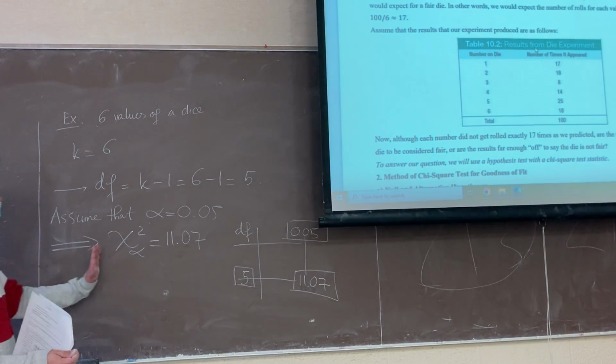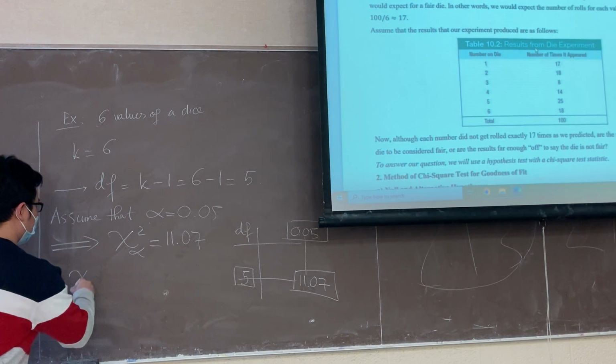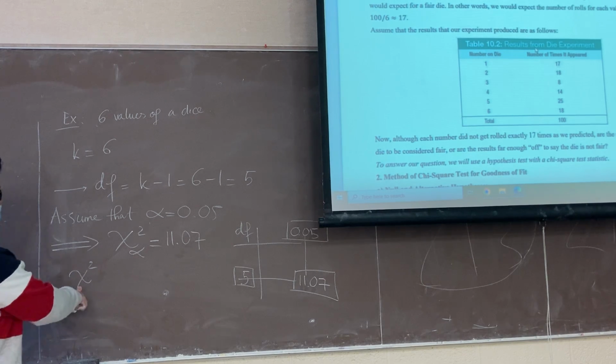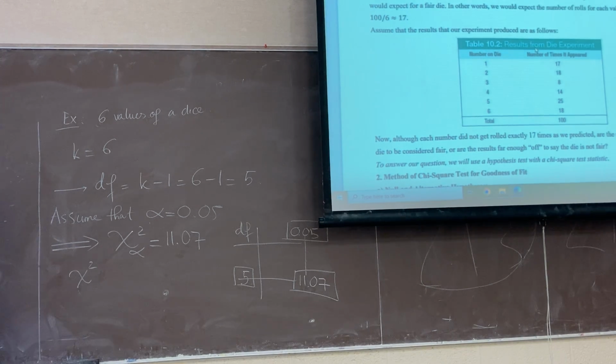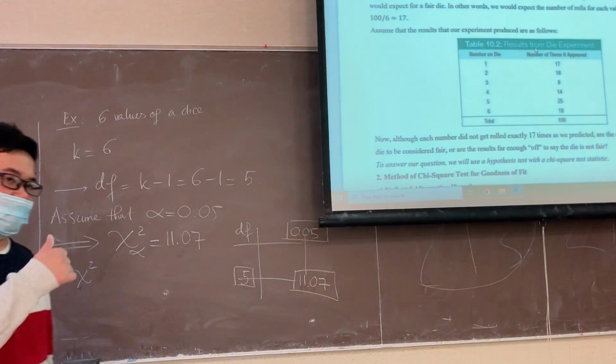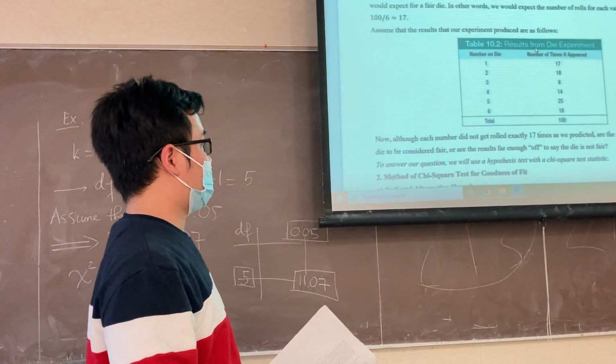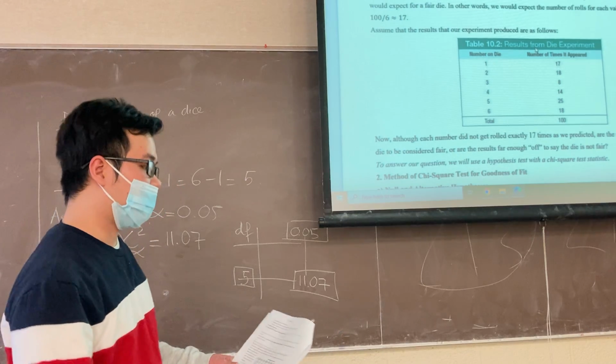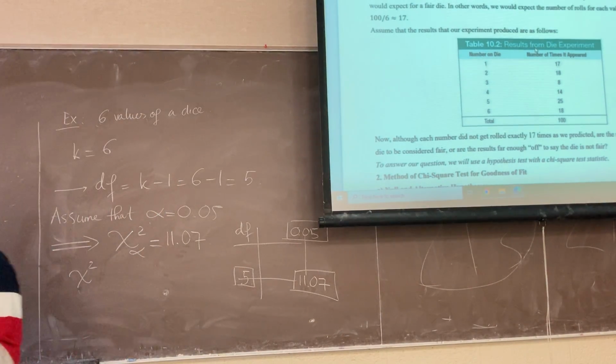And after that, you will compare this value with the chi-square value. If the chi-square value is less than the chi-square alpha value, then we fail to reject the null hypothesis. If the chi-square is greater than or equal to the chi-square alpha value, then we reject it. That is the way to do this. That's all the things about the chi-square test.